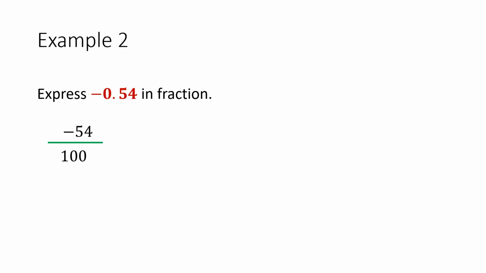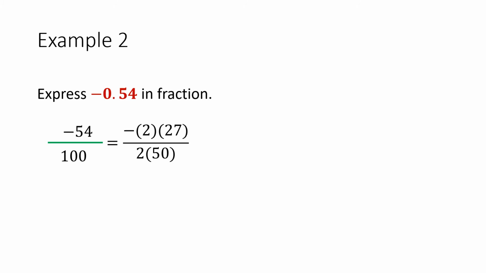Let's have another example. Express negative 54 hundredths as a fraction. Once again, when you read it, it's negative 54 hundredths. So therefore, you have negative 54 because of the number of digits, and then over 100. That's why you read that as negative 54 hundredths.